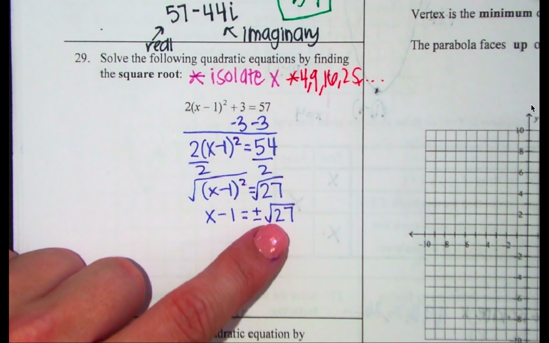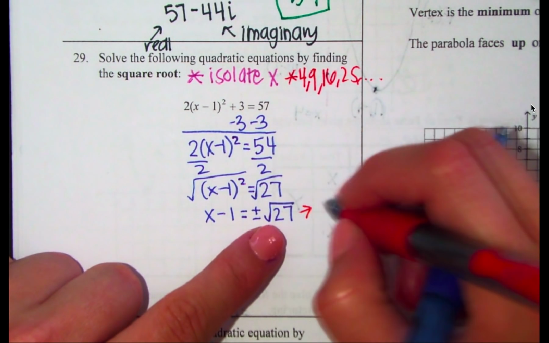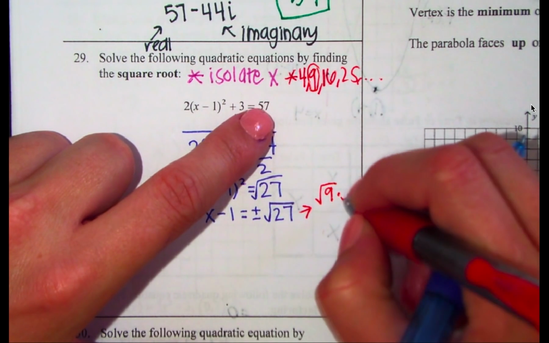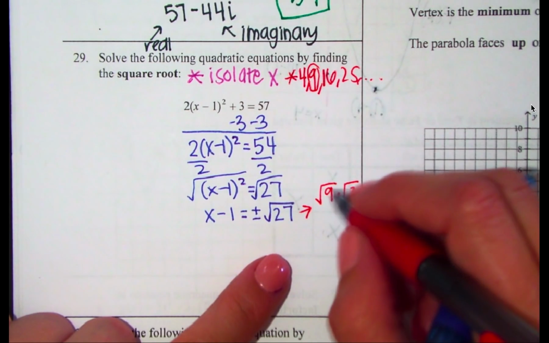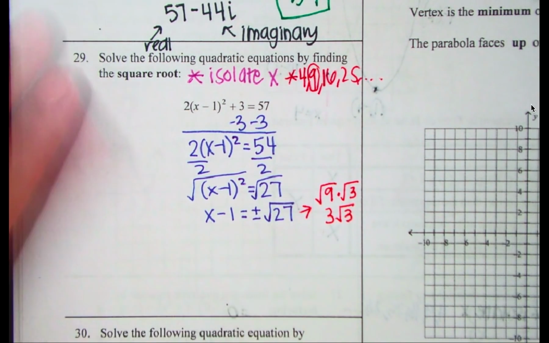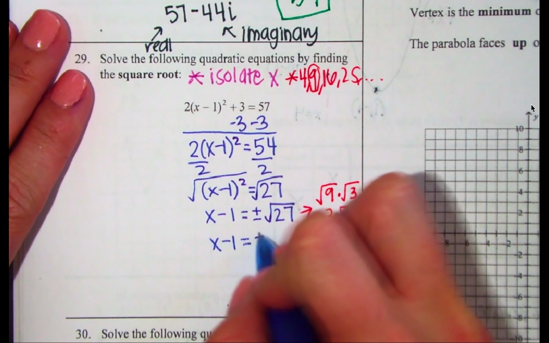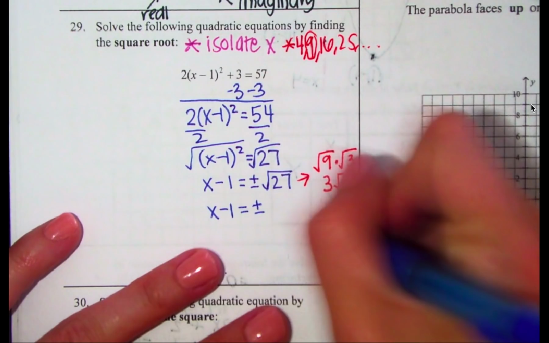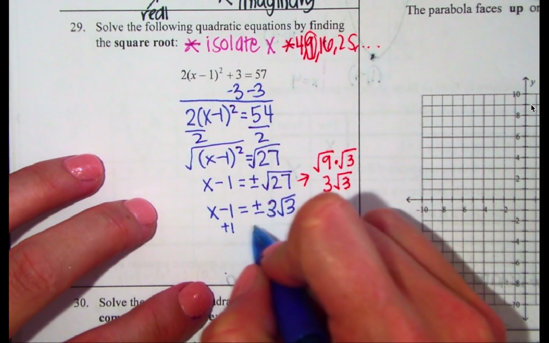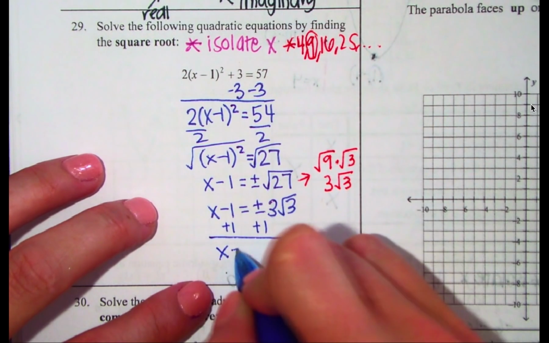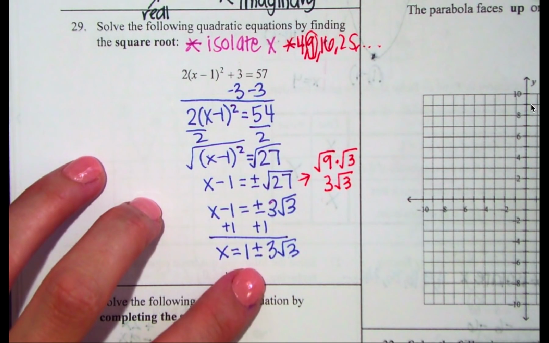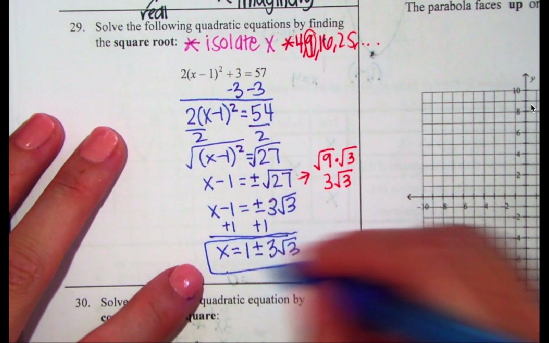So I'm actually going to rewrite this square root 27 as the square root of 9 times the square root of 3. And then we're going to simplify that. Square root of 9 is 3. Square root of 3 we can't do anything to. So we rewrite this as x minus 1 is equal to plus or minus 3 square root 3. And then my last step is moving the 1 to the other side, and you put that number in front of the plus or minus. So it's 1 plus or minus 3 square root 3.